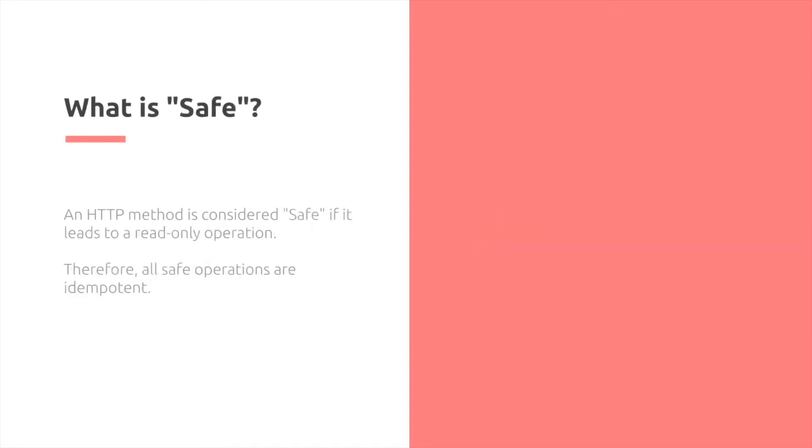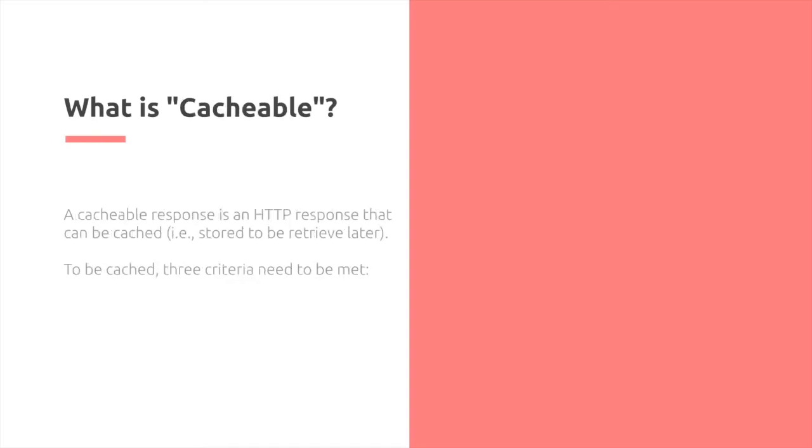So what does it mean to be safe? An HTTP method is considered safe if it leads to a read-only operation. Therefore, we can safely conclude that all safe operations are idempotent.